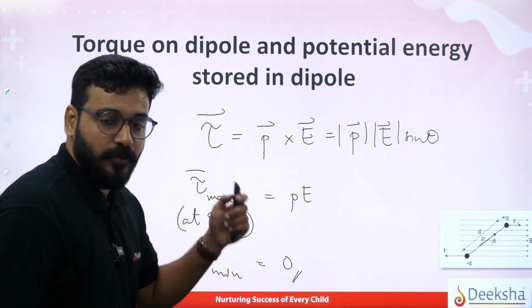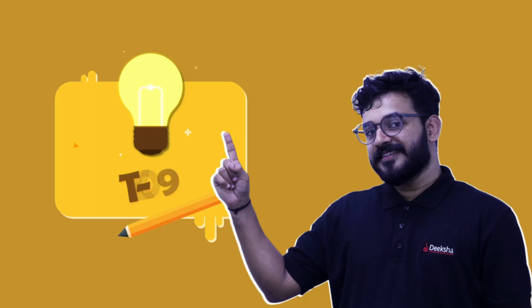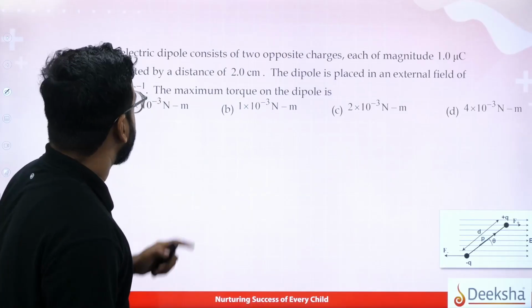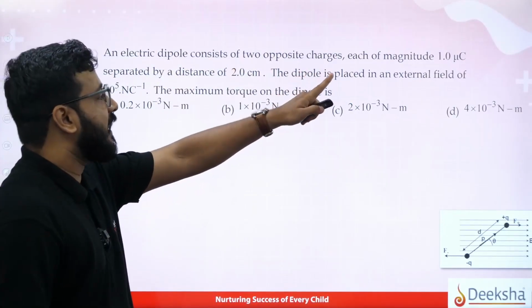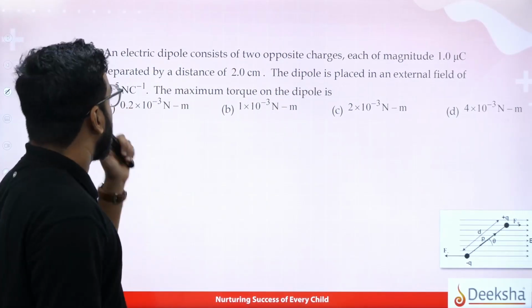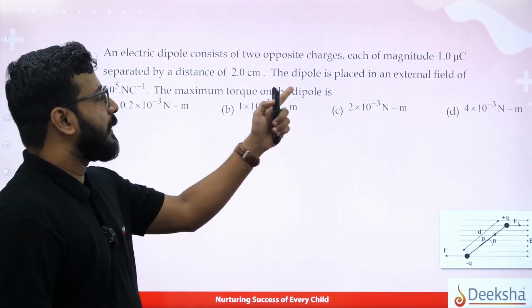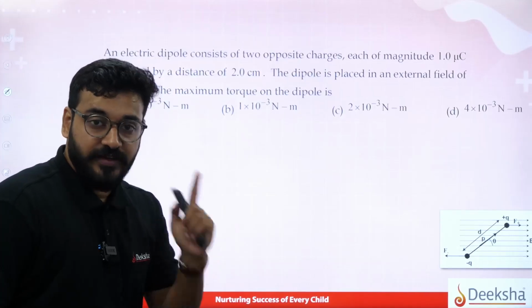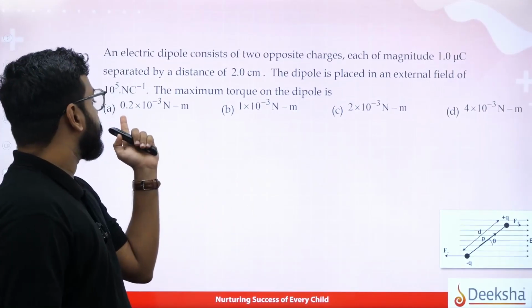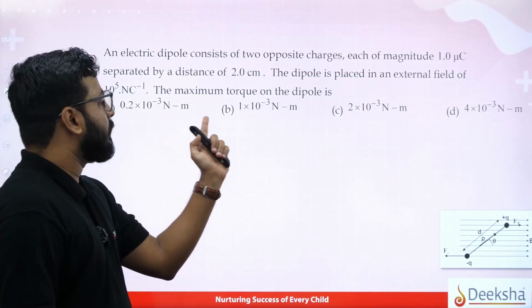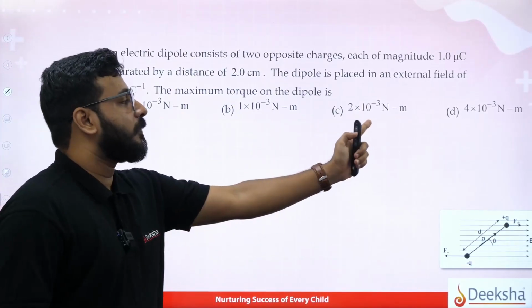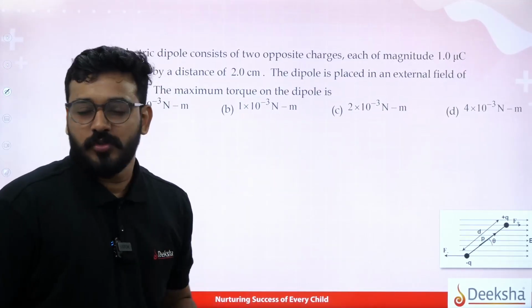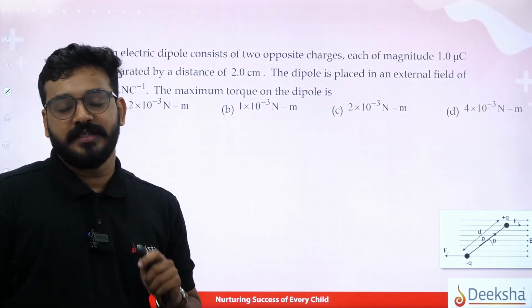So similar type of problem, let's see. The question is: an electric dipole consists of two opposite charges, each of magnitude 1, separated by distance 2 cm. The dipole is placed in an external field. The maximum torque on the dipole is. So it's a very direct problem. Please do it. The options are 0.2 into 10 to the power minus 3 Newton meter, 10 to the power minus 3 Newton meter, 2 into 10 to the power minus 3 Newton meter, 4 into 10 to the power minus 3 Newton meter. So solve it quickly. It's a direct problem. Just pause, take your time and do it.